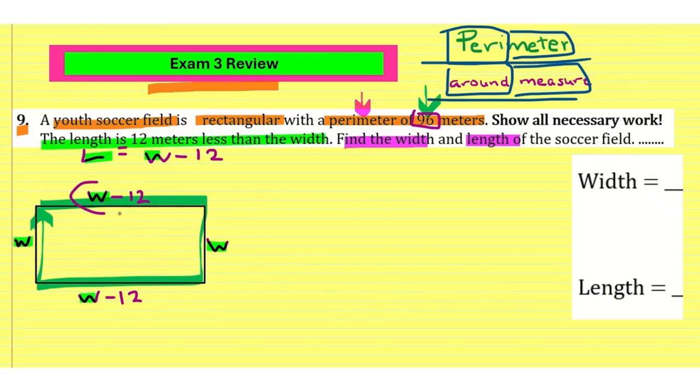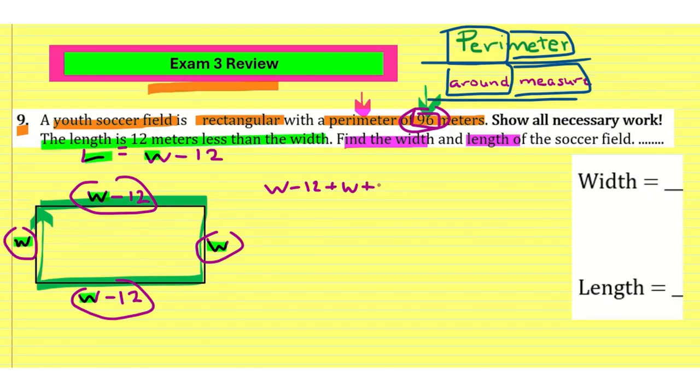So the perimeter, they told us, was equal to 96. That means if I add this side and this side and this side and this side, they will all add up to 96 meters. So let's go ahead and do that. Let's say W minus 12 plus this W. And you can put it in any order because addition is commutative. Doesn't matter which order they're in.